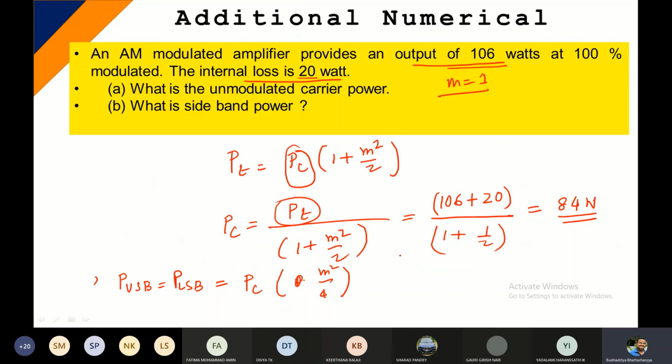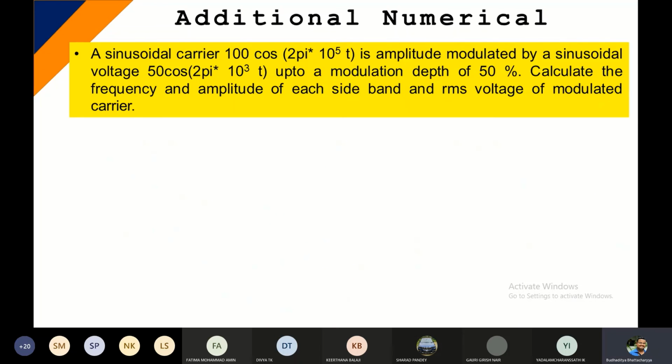So let us take quickly the last question because I think we are running short of time. This is another question which is a little difficult or different, to be honest. The question is, a sinusoidal carrier of this nature is amplitude modulated by a sinusoidal voltage of this nature, up to a modulation depth of 50%. So now we know that M is equal to 0.5, the modulation index. Calculate the frequency and amplitude of each sideband and the RMS voltage of the modulated carrier.